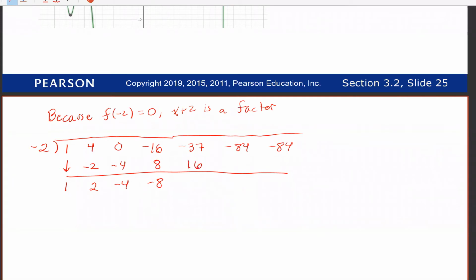Negative 37 plus 16, I think, is negative 21. Negative 2 times negative 21 is 42. Negative 84 plus 42 is negative 42. Negative 2 times negative 42 is 84. Negative 84 plus 84 is 0. That's what I thought. We knew that we were going to get a 0 remainder because we knew we had a 0 of the function.